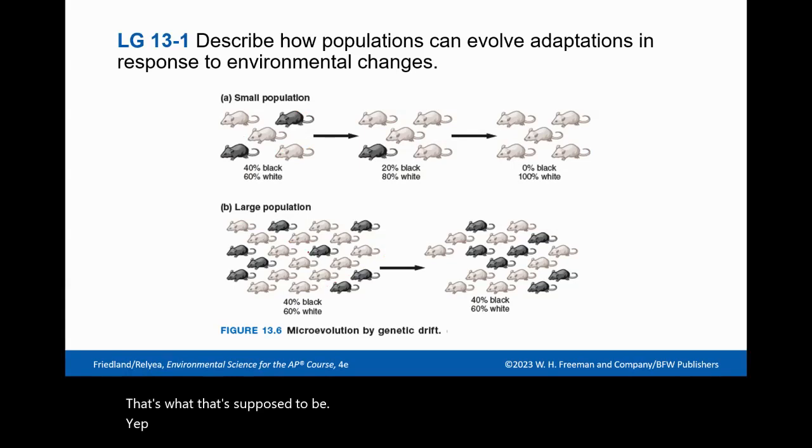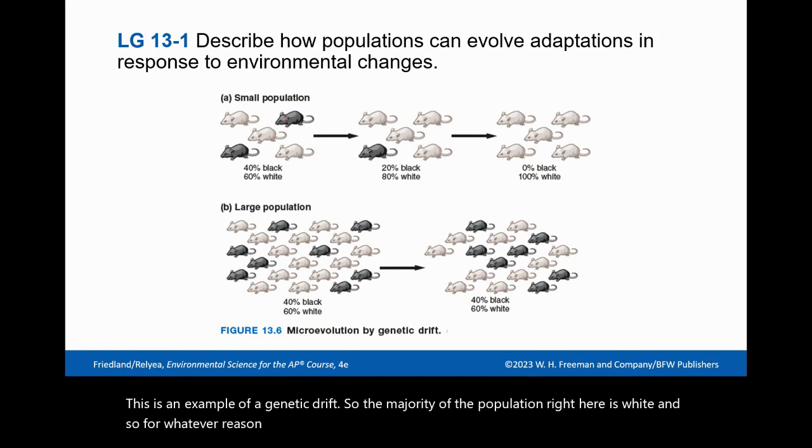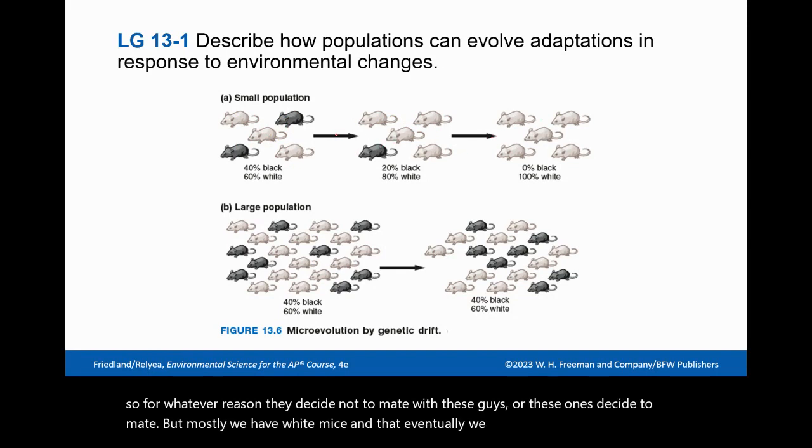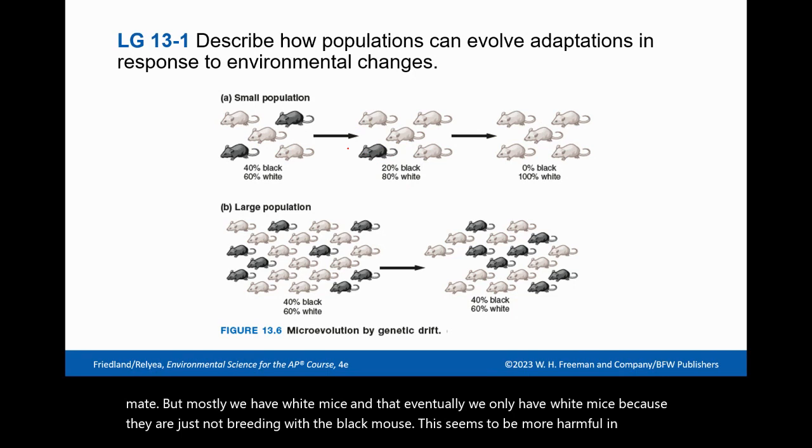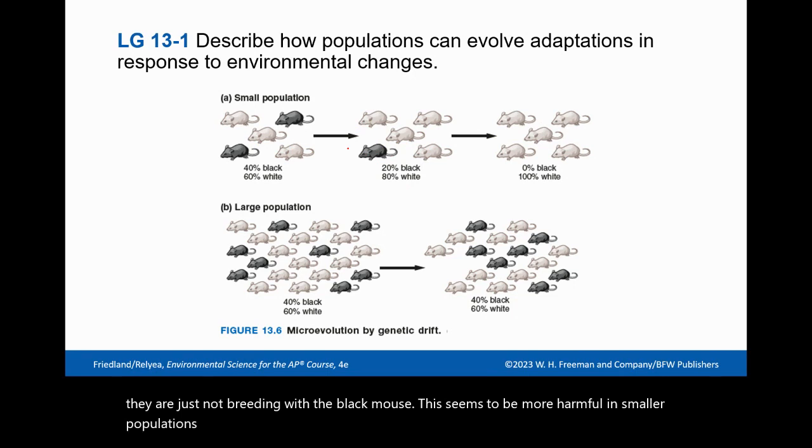This is an example of genetic drift. The majority of the population right here is white, and for whatever reason, they decide not to mate with these guys, or these ones decide to mate. But mostly, we have white mice, and then eventually, we only have white mice because they are just not breeding with the black mouse. This tends to be more harmful in smaller populations because you're going to lose a lot of your genetics just based off random events.